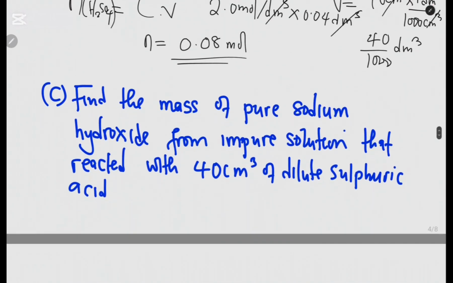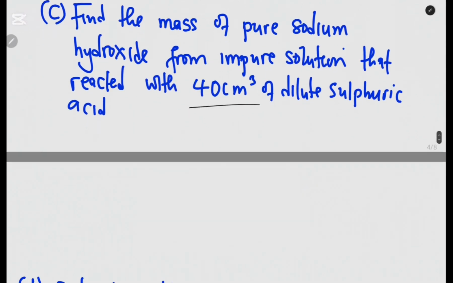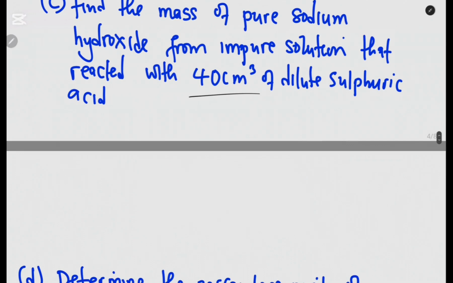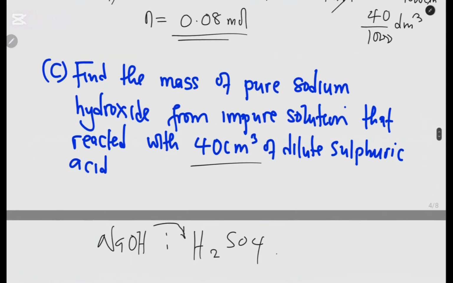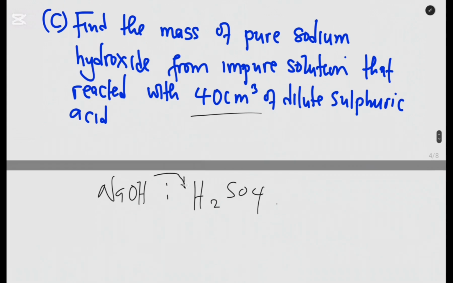Okay, then find the mass of pure sodium hydroxide from the impure solution that reacted with 40 centimeter cubic of sulfuric acid. Now, to find the moles of the pure one, we need to form the ratio of sodium hydroxide to sulfuric acid. So the number of moles of sodium hydroxide that reacted with sulfuric acid are the pure ones, because we are saying this was impure. So only those moles that reacted are the ones that we are interested in. But how are we going to find them?